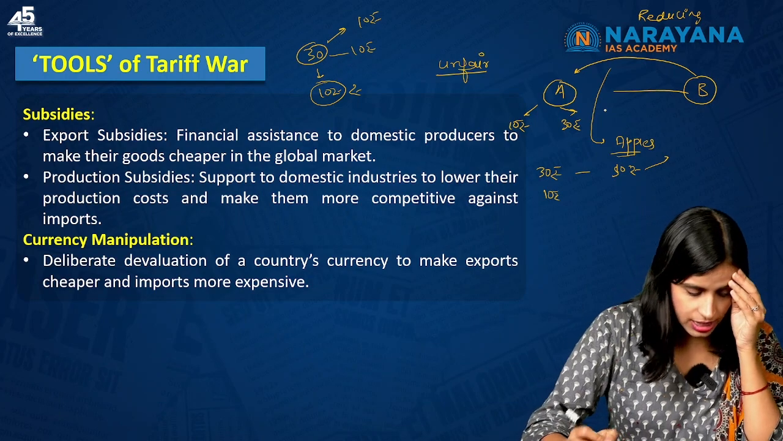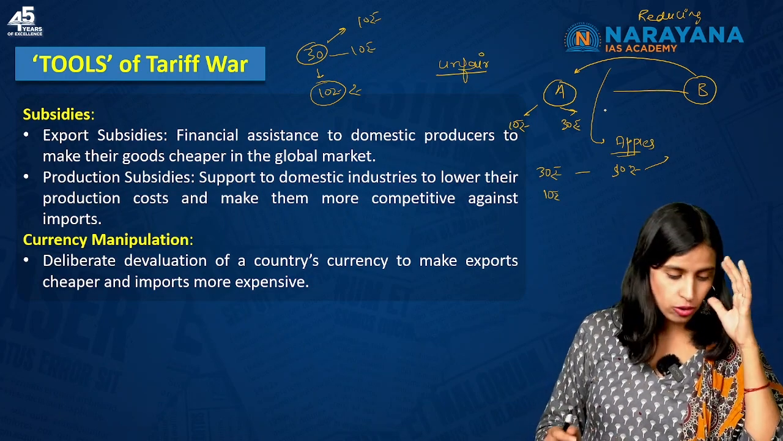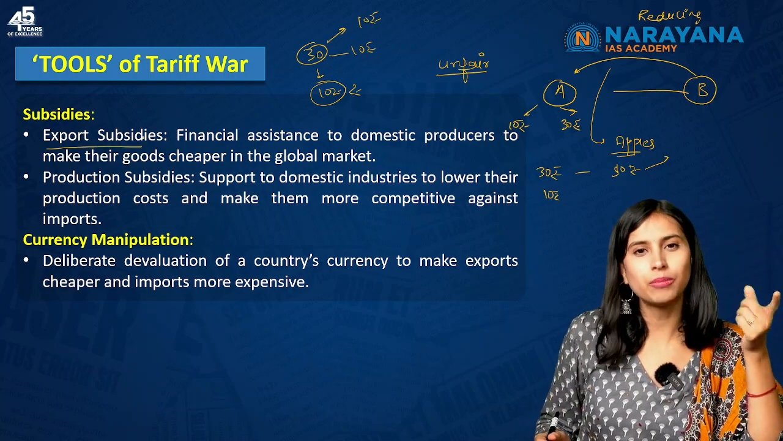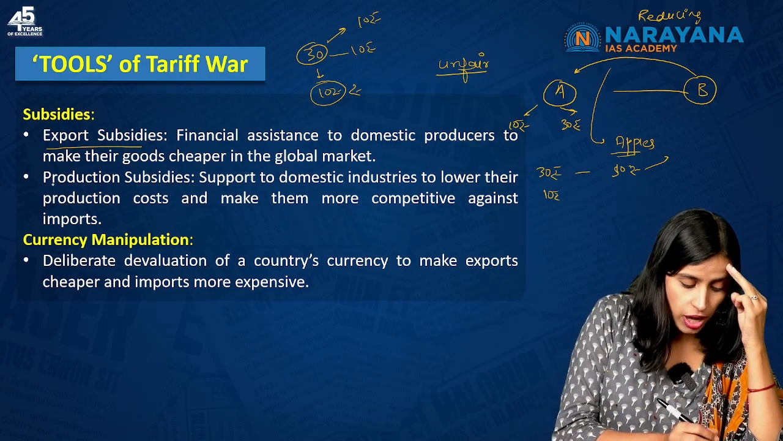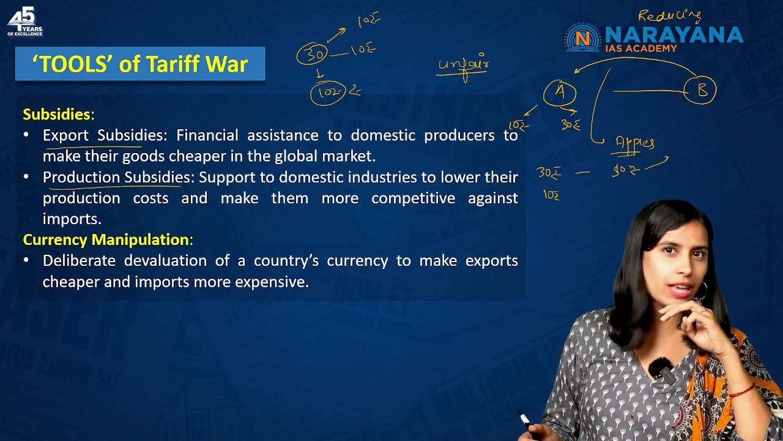Now, in such a case, this leads to an unfair trade mechanism. The example over here is export subsidy. If you're exporting something, I'll give you financial assistance. Next is production subsidy. I'll reduce your production cost by giving you some kind of subsidy, like per se the fertilizer over here.